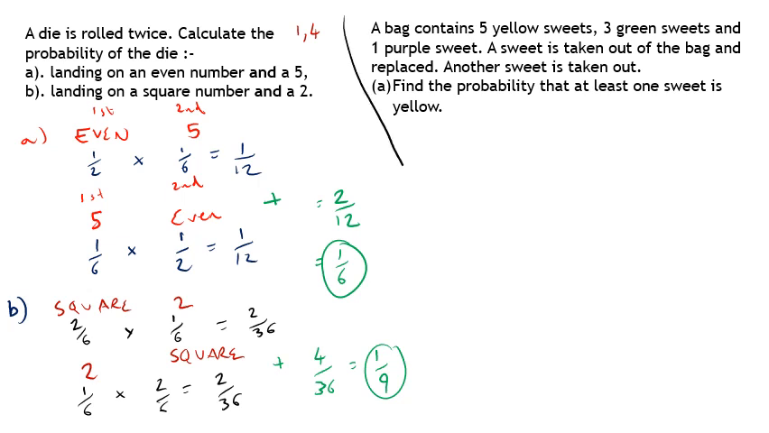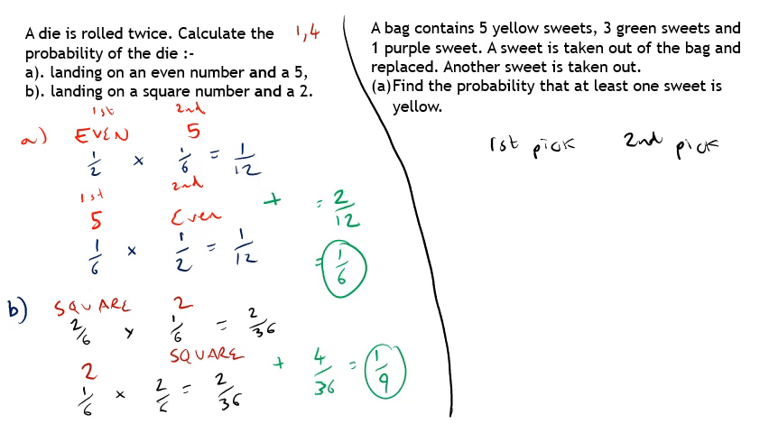So final question. Bag contains 5 yellow sweets, 3 green sweets, and 1 purple sweet. Fine. A sweet is taken out of the bag and then put back in. Fine. Then another sweet is taken out. So there's 2 separate picks. Okay. So this is like the first pick, and this is like the second pick. So find the probability that at least one sweet is yellow.